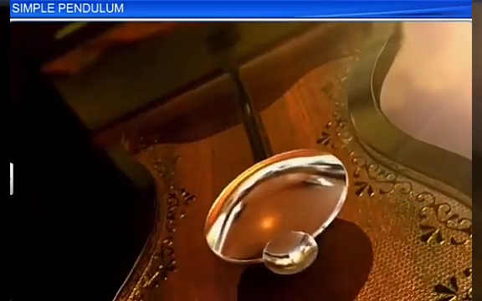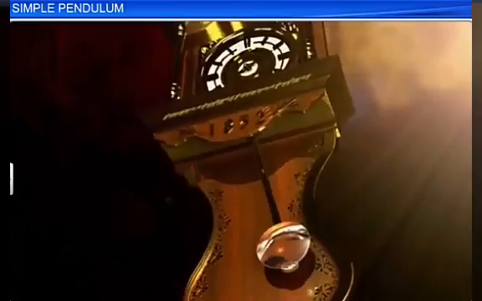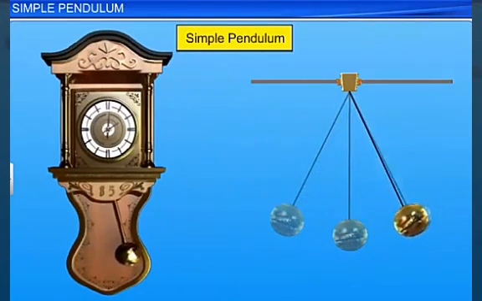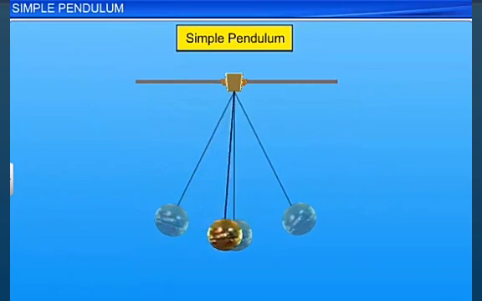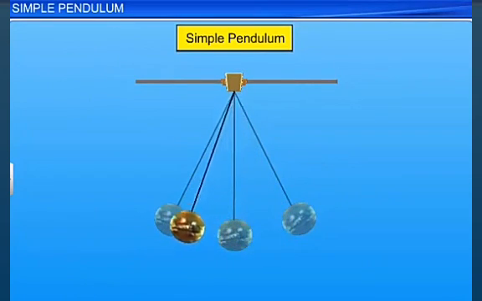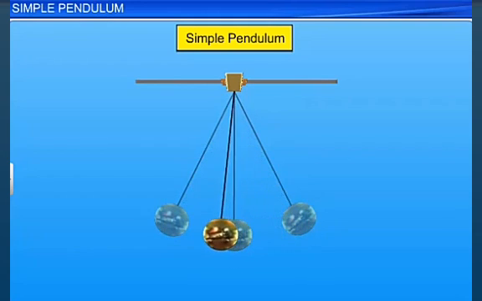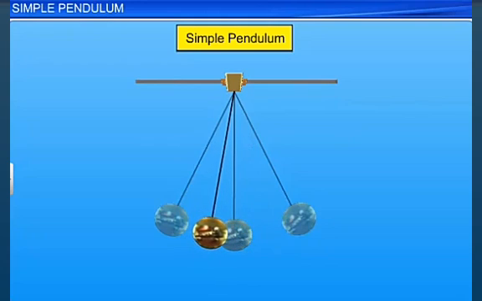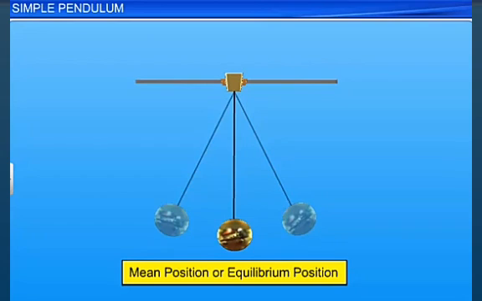You must have seen wall clocks with pendulums. You also know that the motion of a simple pendulum describes oscillatory motion. Let us discuss the simple pendulum and the terms associated with it. When a simple pendulum is undisturbed or left free, it comes to rest at a position. This position is called the mean position or equilibrium position.